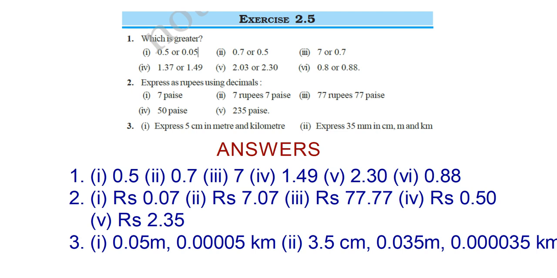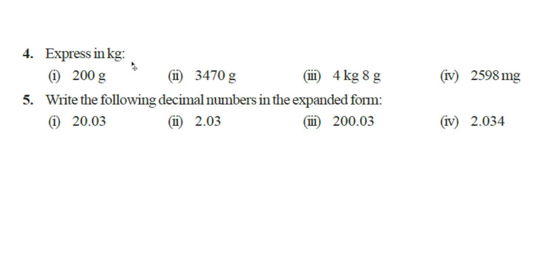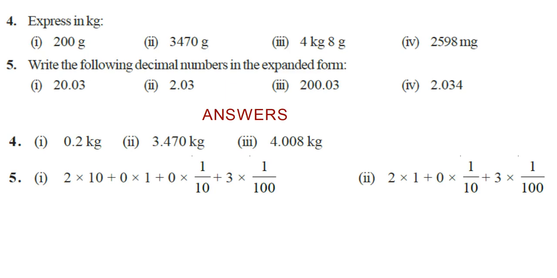Now check your answers. Here are two more questions. Express in kilogram. So gram is there, so three places of decimal should be there. Do it yourself. Now write the following decimal numbers in expanded form. 20.03, that is 2 into 10 plus 0 into 1 plus 0 into 1 by 10 plus 3 into 1 by 100. In that way, do all other questions. Here are your answers. Do verify yourself.